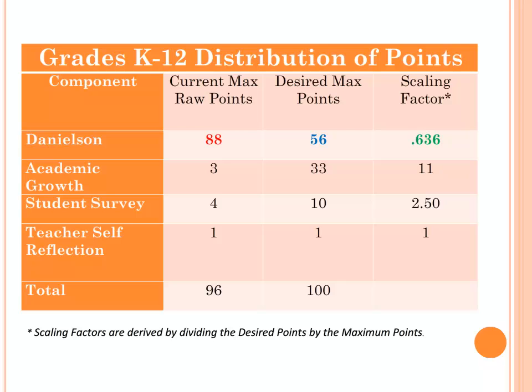Let us walk through an example that shows the maximum allowable points. A teacher is rated all 4s on the TUSD 2013 Modified Danielson Framework, for a beginning total of 88. This total is multiplied by 0.636, which arrives at the actual score of 56. You will follow the same process for each component in the table above.